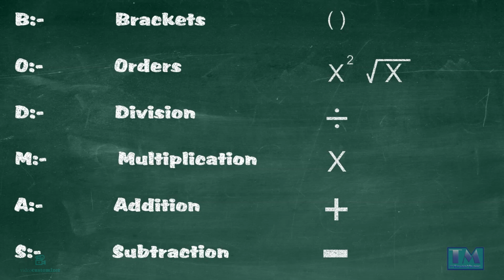After that you start from left to right looking for A, addition, and S, subtraction, and do them. Addition and subtraction are counted as equally important in an equation, so whichever you come to first, that one is the one to do from left to right.